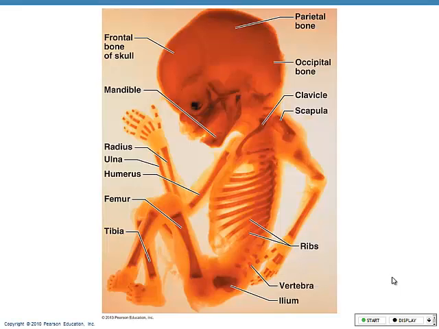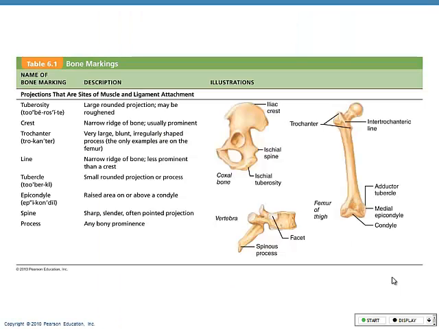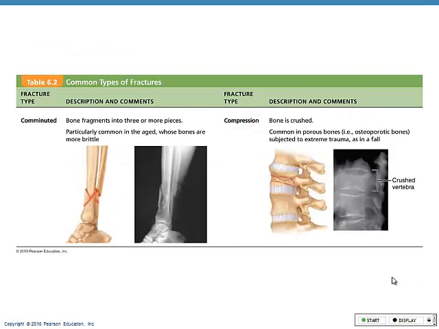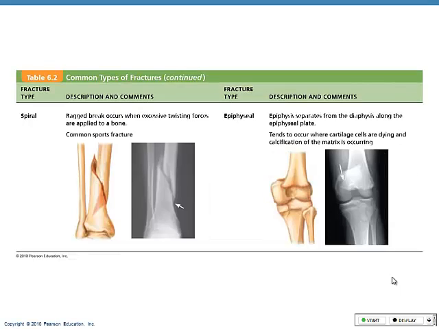Again, this is a 12-week-old fetus. We see that it looks like it has a whole bunch of spaces in between its bones, but what is it actually? Cartilage. These tables are your friend. The tables are your friends. Yes? So bone marking table, know those. Common types of fractures, know those.